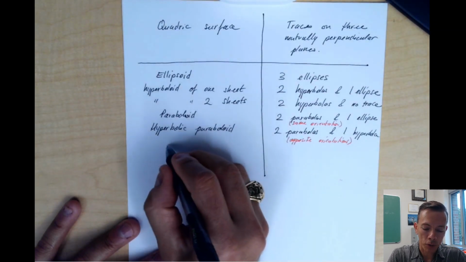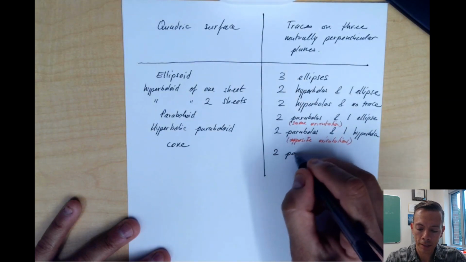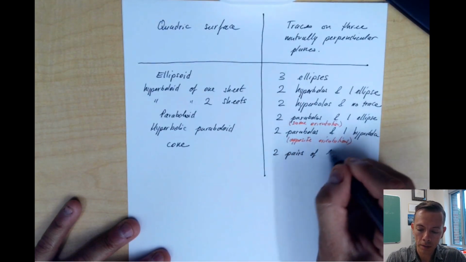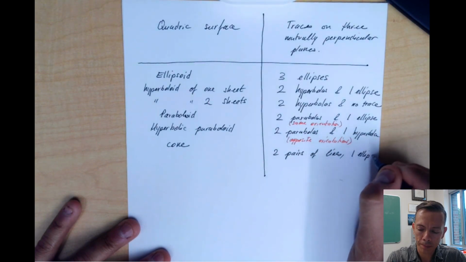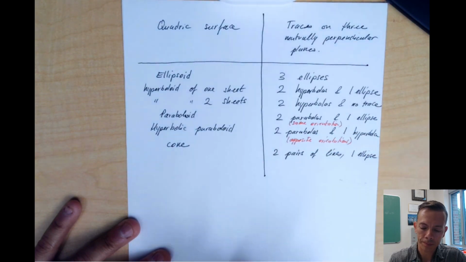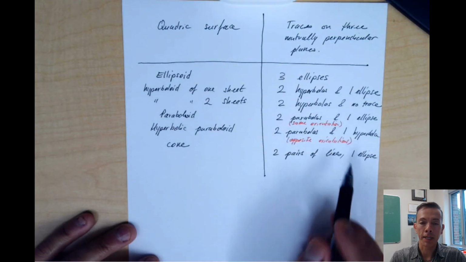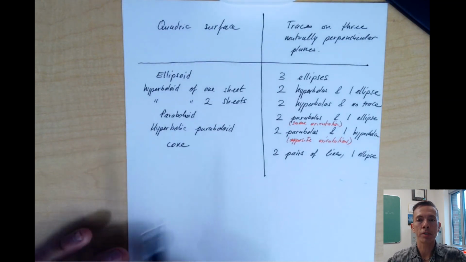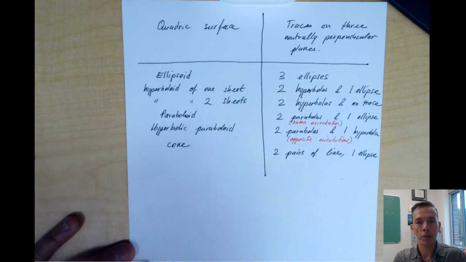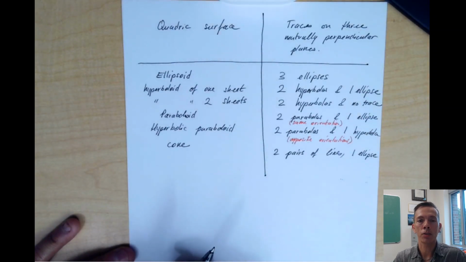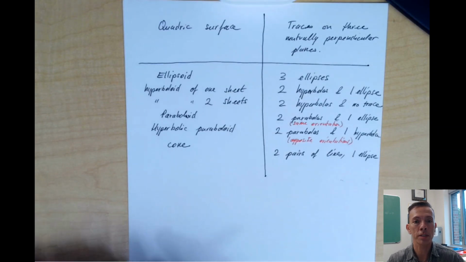And finally, if you have a cone, you get two pairs of lines and one ellipse. So because you get lines, that's why the cone is considered a degenerate. If you slice a cylinder perpendicular or parallel to its axis, you also get lines. That's why those are also considered degenerate quadric surfaces.